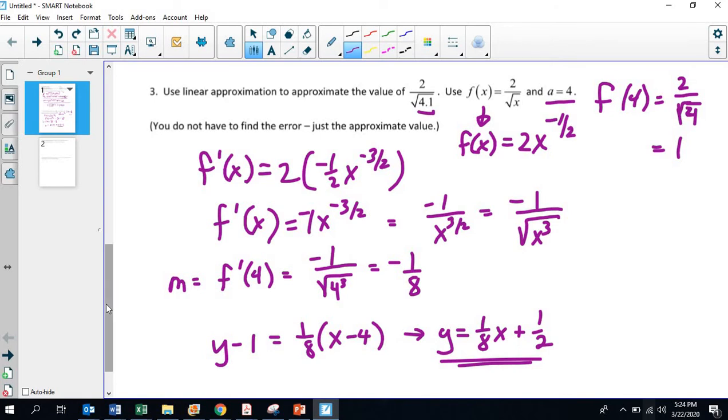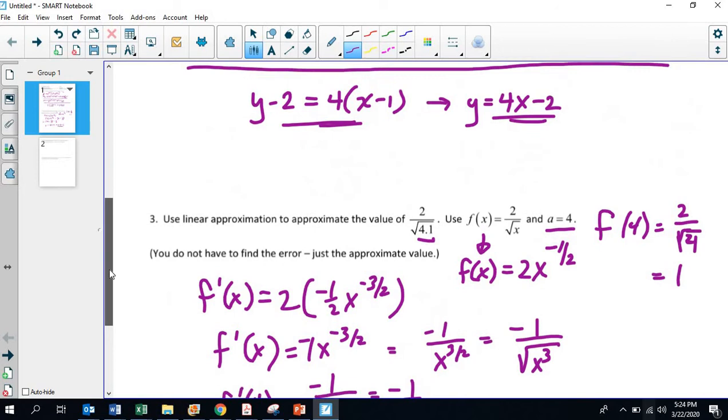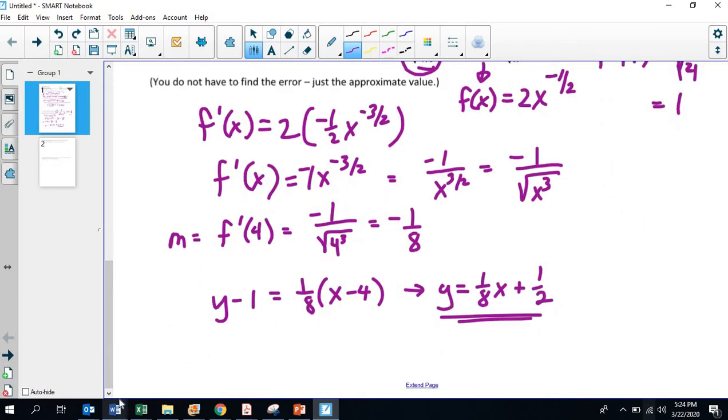But of course we want to approximate. What are we approximating? We're approximating this value right here, 2 over the square root of 4.1, which means we're approximating this function here when x is equal to 4.1. So we are approximating it with the tangent line. This is the tangent line right here. Your y value is approximating f of x, and so we can say f of 4.1 is approximately negative 1 over 8 times 4.1 plus 1/2.